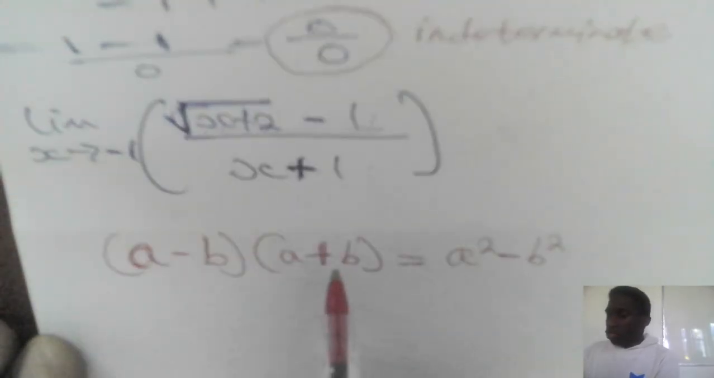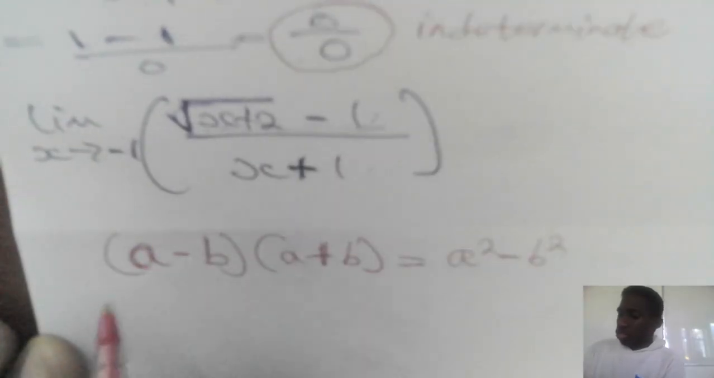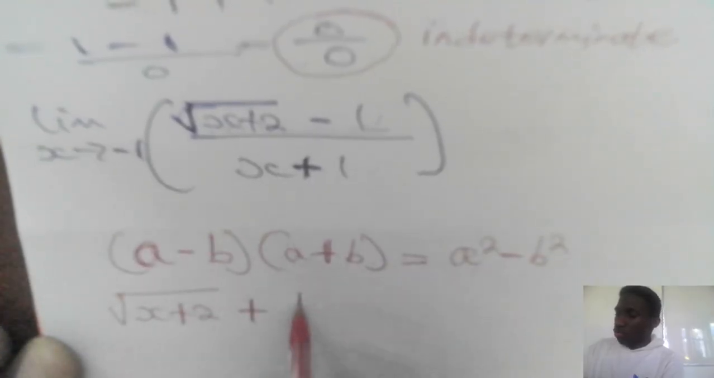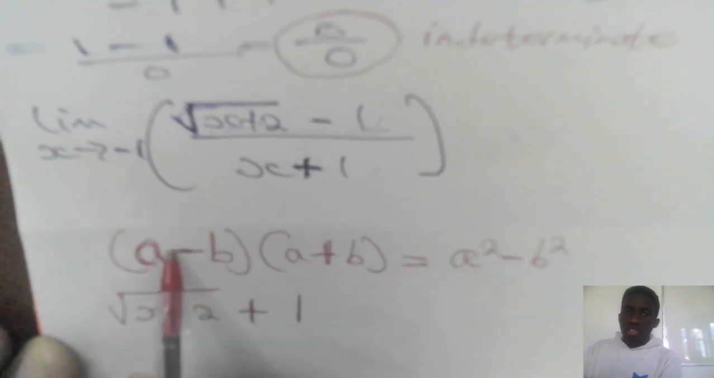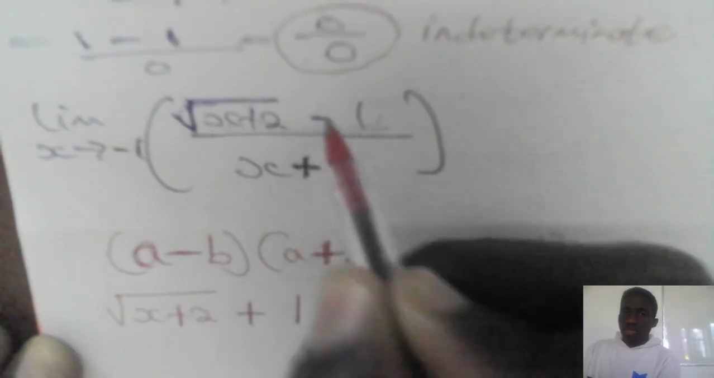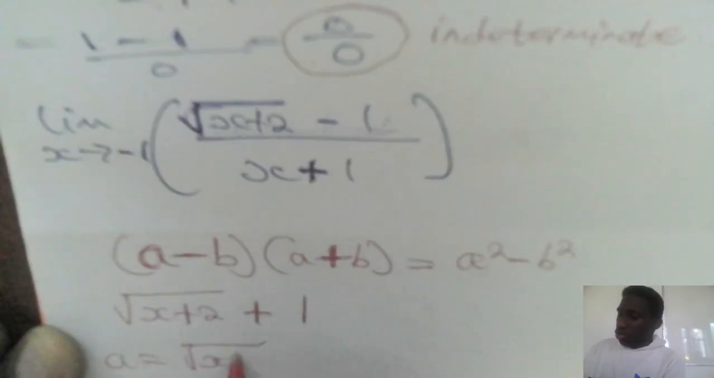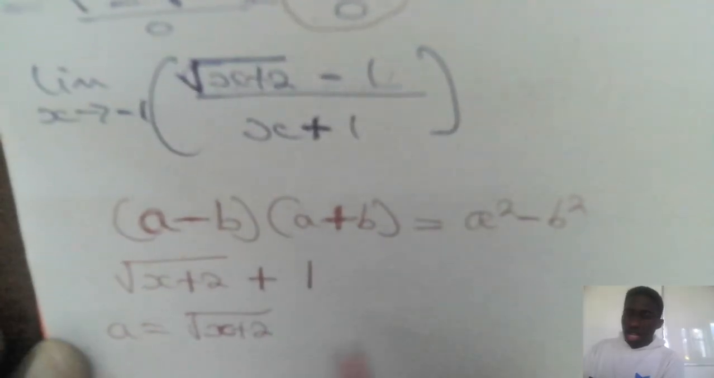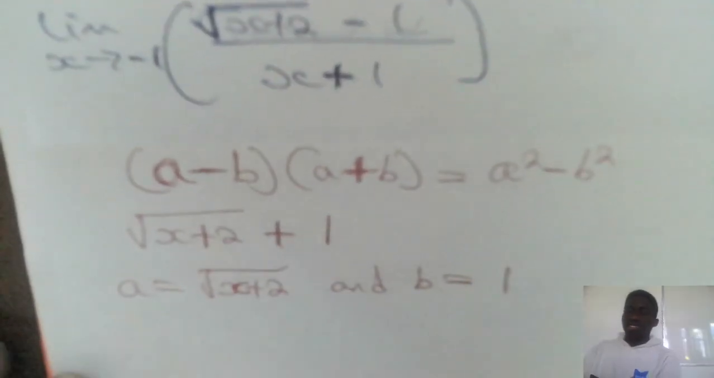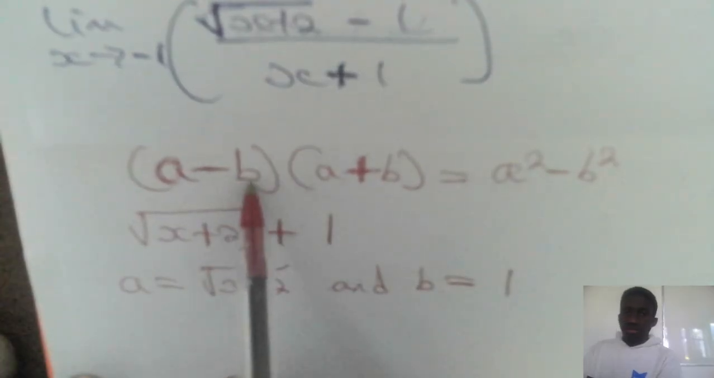So when we multiply this by its conjugate, the conjugate of this is just going to be square root of x plus 2 plus 1. If you notice in these two brackets, here we have a minus sign and here we have a plus sign. So I'm just going to change the sign here to plus. So it means that my a is now square root of x plus 2 and my b is equal to 1. You can imagine it like that. So a is square root of x plus 2, b is 1.